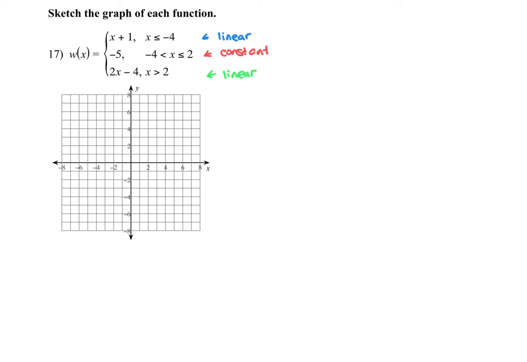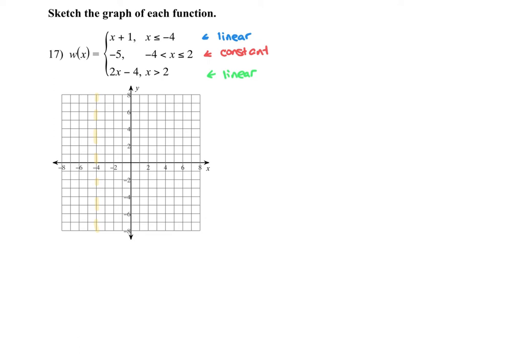Now you have to keep in mind that this function has specific limitations for each piece. So for the first one, it says less than or equal to -4. So in my brain, I'm going to do something to tell me I stop right here at -4. It's not actually part of my graph. I'm just putting it there to help me know what I'm doing. You could even do a dashed line there if you wanted to. But use something to indicate that you're only going to -4 for that first piece, okay?